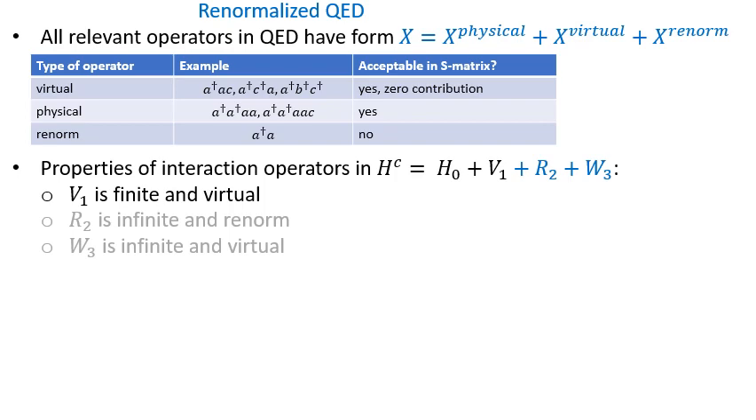It is instructive to check the operator types in the QED interaction Hamiltonian. The original interaction V1 is finite and virtual. The second order counterterm R2 is divergent and renorm. And the third order counterterm W3 is divergent and virtual.